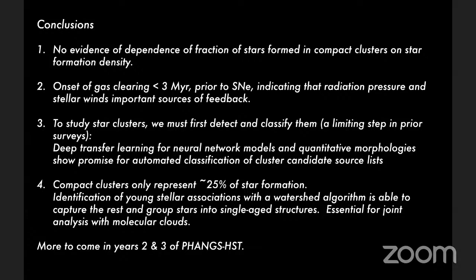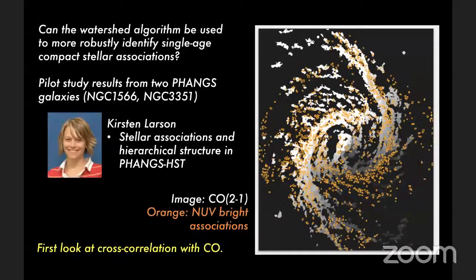And then finally, because compact clusters really only represent the tip of the iceberg of star formation, we need to identify the rest of the stellar associations corresponding to the majority of star formation, and we're trying to do this with a watershed algorithm. We show that it's effectively able to group stars into single age structures, and this will be essential for comparison with the molecular clouds and deriving the parameters that I spoke about earlier.